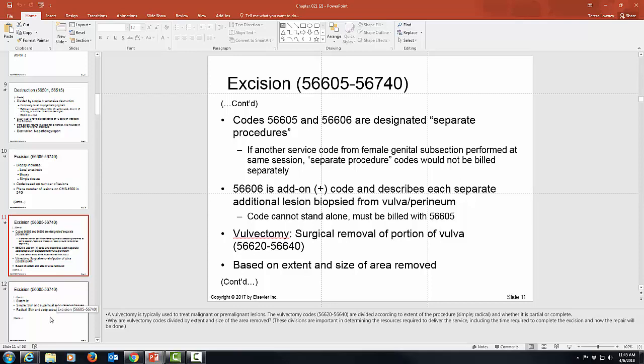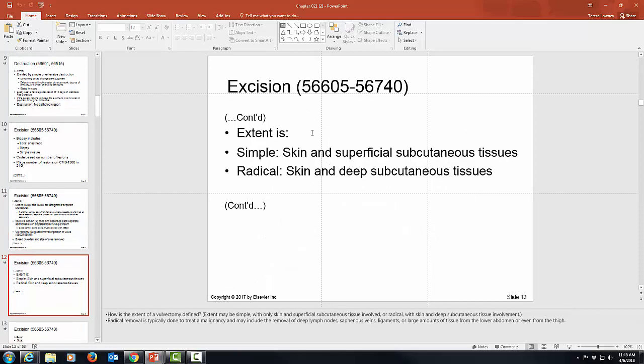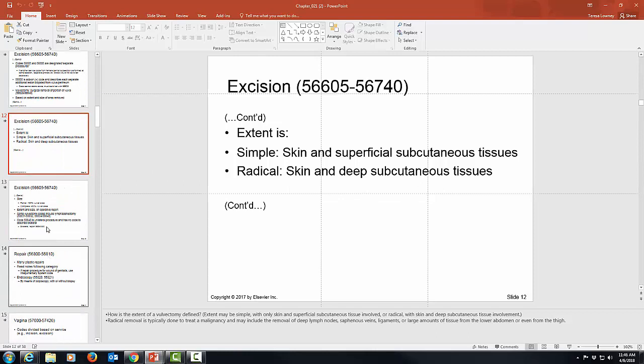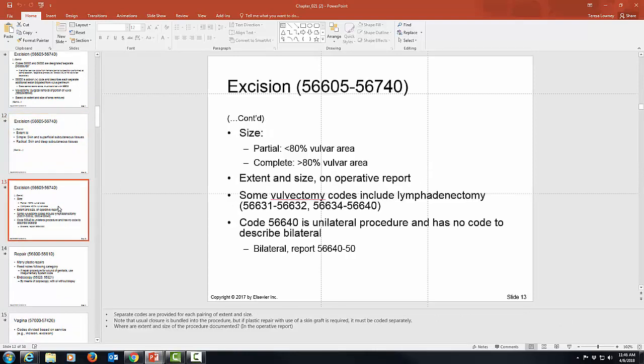It's telling you how many resources are required to deliver that service and the time that's used to complete it, the normal time. Excision codes, the extent is if it's a simple excision, the skin and the superficial subcutaneous tissues are all removed. If it's a radical, the skin and the deep subcutaneous tissues are removed. So pay attention to that too. The size, so we talk about a partial being less than 80% of the area, or a complete is greater than 80%. The extent and size will be listed on your operative report.